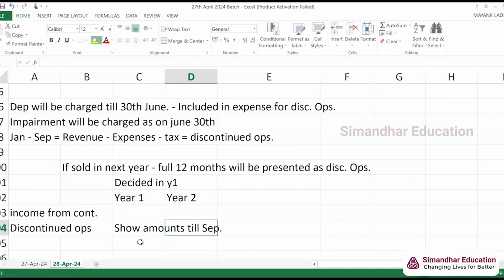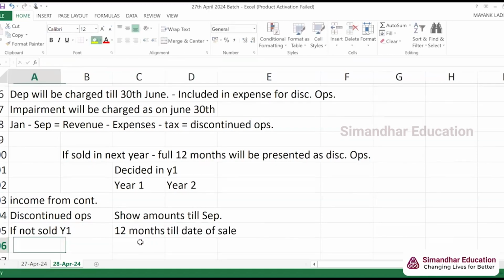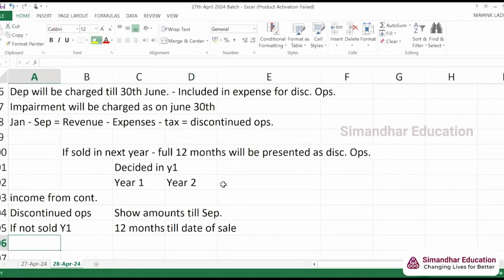No, sir, we did not sell in year 1. Then, if not sold in year 1, then here you will show 12 months. Here you will show till date of sale. Like what we have done in our existing example.